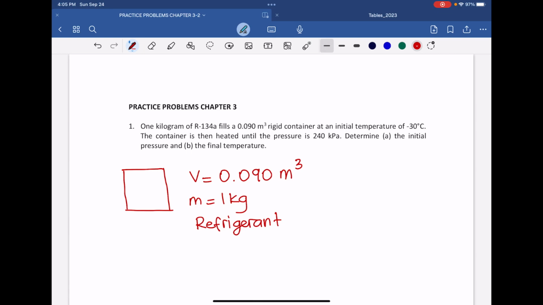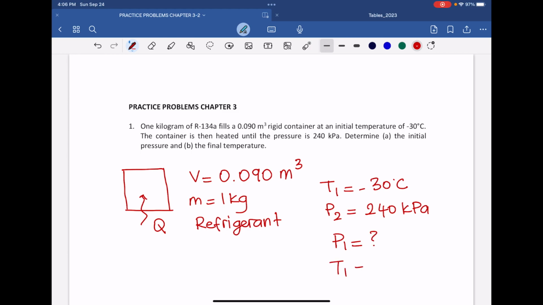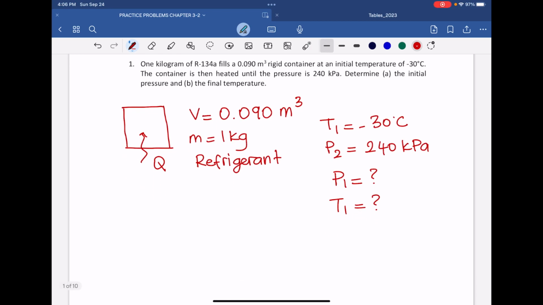So initially the temperature was minus 30 degrees Celsius. The container is then heated until the pressure is 240 kilopascal. Determine the initial pressure and the final temperature. So since certain information is given to us and the properties of the system is being asked, I should be able to look at the tables to figure out the properties. Of course, we need to look at the right tables, right?